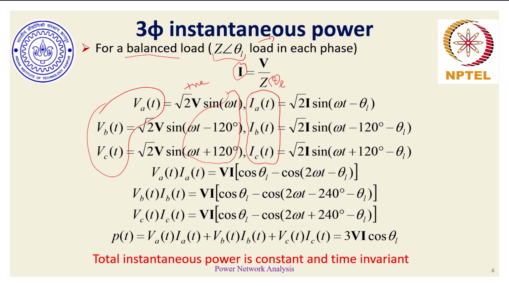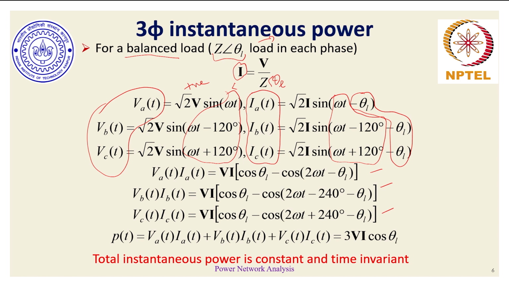Having known these voltages and currents, the important point to note among voltages and currents is the initial phase angle part, which is similar to the phase angle that existed in the voltages. Since the impedance has a phase angle theta L, the corresponding load impedance angle or power factor angle also appears in the corresponding phase currents. And from there, if we evaluate the instantaneous power, these are all instantaneous powers across respective phases, which is nothing but the product of instantaneous voltage and current, and then we add them up.